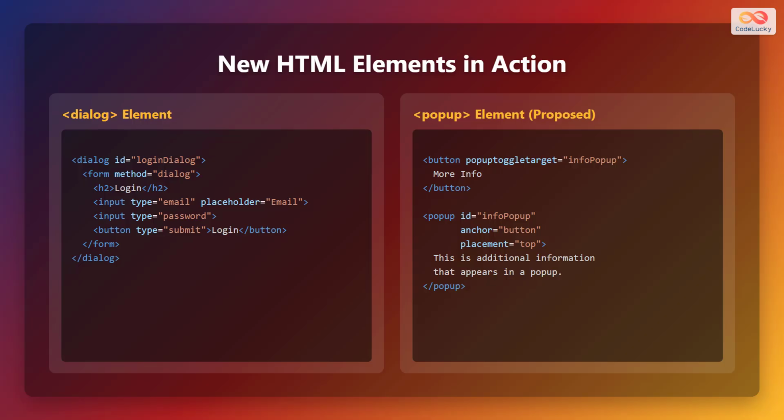Next is an example of the proposed pop-up element for a tooltip. The code shows a button with the attribute pop-up toggle target set to info pop-up and a pop-up element with the ID info pop-up. The pop-up is anchored to the button and positioned at the top.